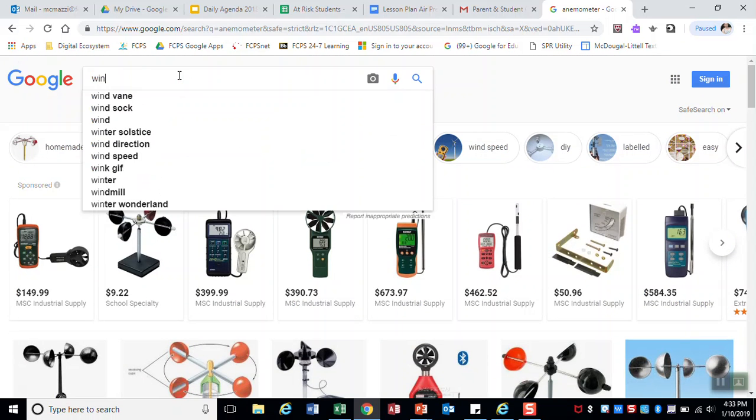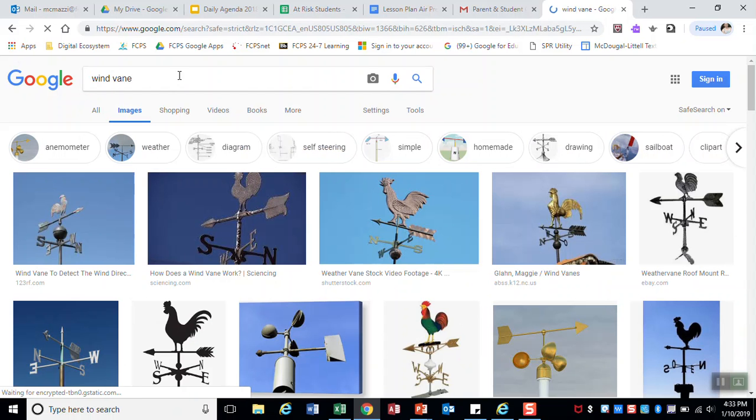Now, some students were getting that confused with a wind vane. A wind vane looks different. It usually has an arrow on it. It often has a rooster on the top of it, and then it also has north, south, east, west on it. So the wind vane is giving you the wind direction, and the anemometer is giving you the wind speed.